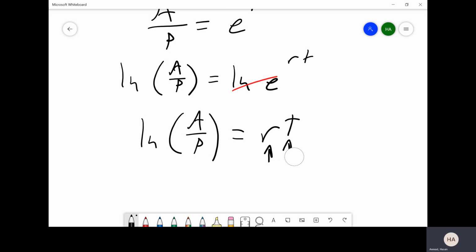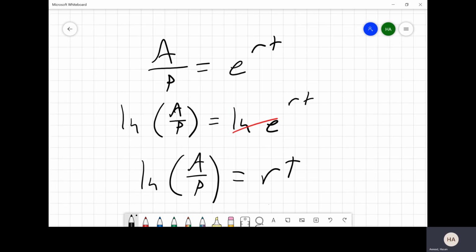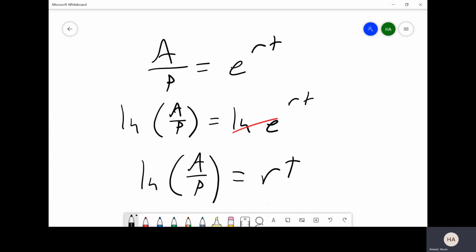So we're going to do an example here in just a second, but the main takeaway here is notice the back and forth that we can do to go from logarithmic form to exponential form, or vice versa. Okay, so let's do this example.